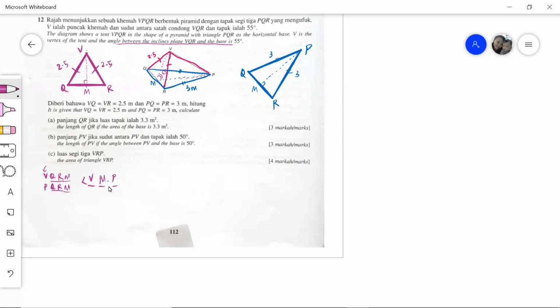Okay, now let's move on to part A. Part A says find the length of QR if the area of the base is 3.3. So the area here is given, 3.3. So we have side 1, side 2, and then we need to find side 3. So in this case, we have to use Heron's formula.